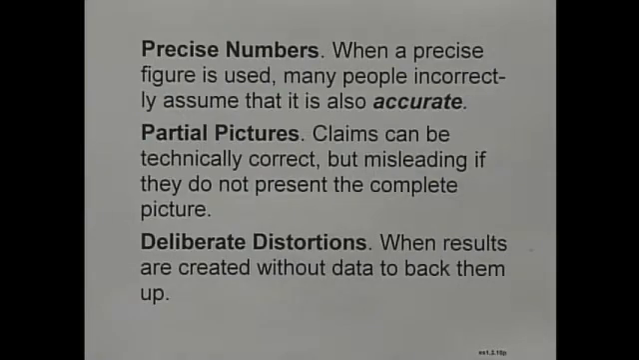Oh, another thing to look at, well, actually, I'm going to go through 3 more different types of problems, and I'm going to try and trick you with some questions. So let's look at precise numbers. When a precise figure is used, many people incorrectly assume that it's also accurate. Or with partial pictures. In that case, claims can be technically correct, but misleading if they do not present the complete picture. Or finally, deliberate distortions, and that's just when results are created without data to back them up. So I think deliberate distortions is pretty self-explanatory. Someone just wants something to be true, so they say so, or write it down, and there actually is no study or anything to back that up.